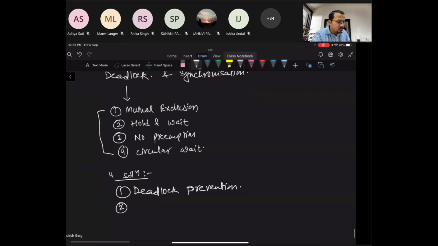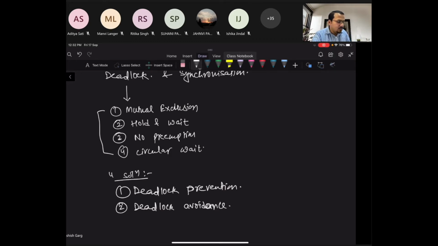The second one was deadlock avoidance. In deadlock avoidance, we try to avoid the deadlock by considering the maximum requirement of a process. We take the maximum requirements of a process in the start and try to avoid deadlock by using the safety algorithm.